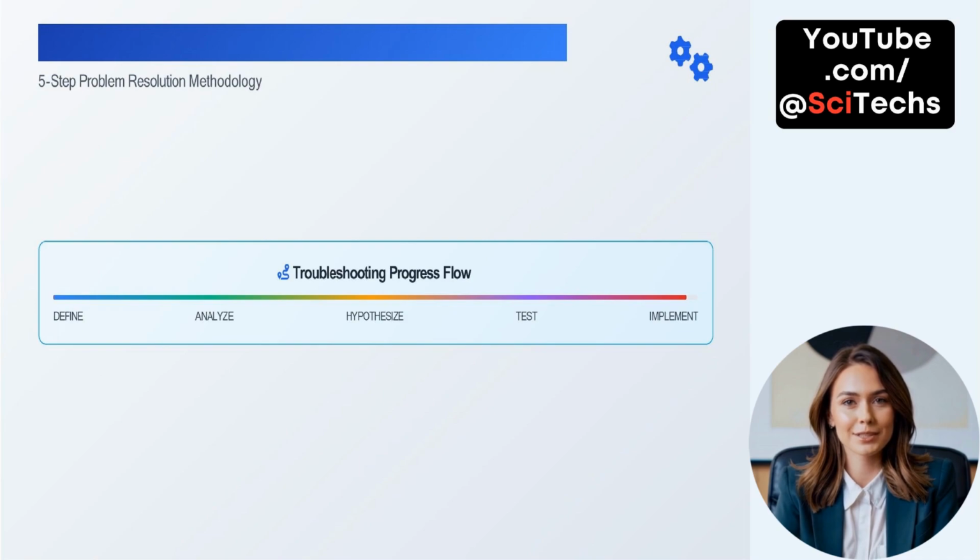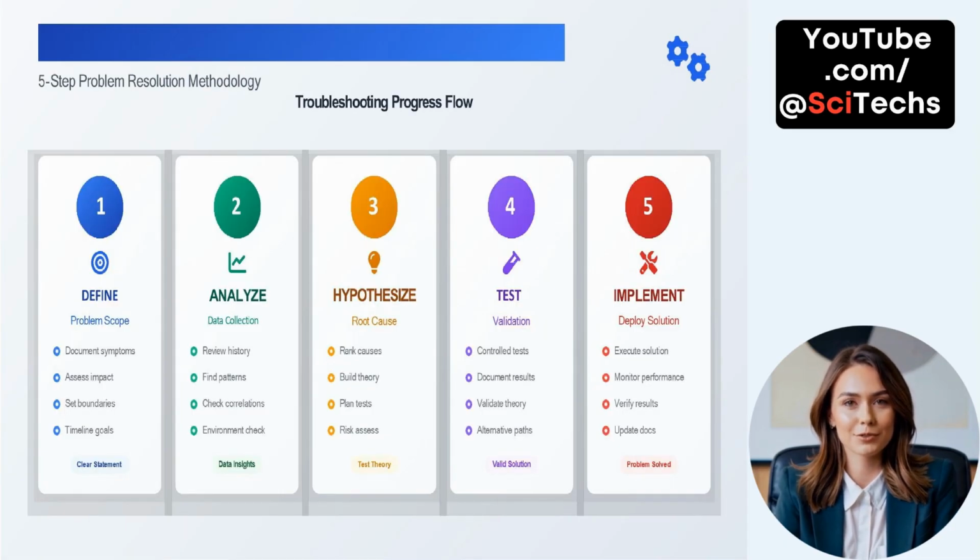Next, the hypothesize phase allows teams to propose potential causes based on the analysis. These hypotheses are not assumptions. They are targeted theories ready to be tested. In the test phase, controlled experiments or simulations are conducted to confirm which hypothesis holds true. Finally, the implement phase involves putting the verified solution into practice, monitoring outcomes, and ensuring the problem is resolved with minimal disruption to operations.